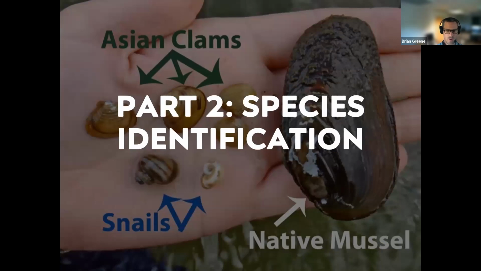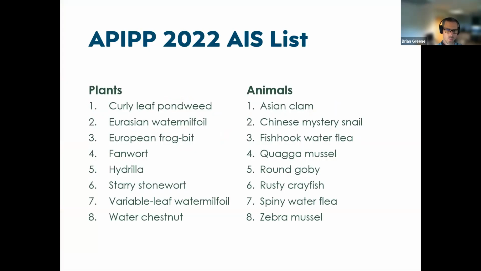So that's kind of a very quick overview of invasive species. And now we're going to go in and talk about species identification. In 2022, the APIP lake protectors in our program, we are focusing on 8 plants and 8 animals. This is actually an increase from last year. Last year we did 14. So we added starry stonewort and round goby to the list because they are important ones that are not yet in our region, but we are concerned about them and want people to keep their eyes out because they are nearby us, and we want to train everybody on how to identify them.